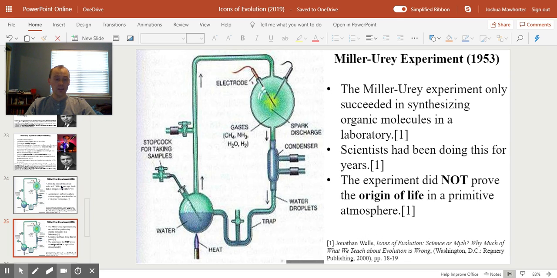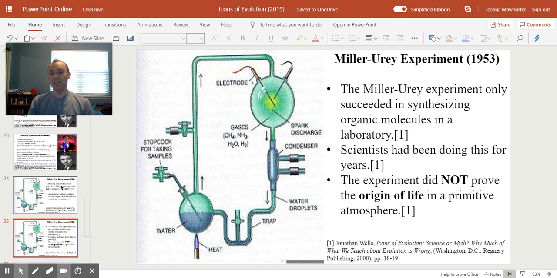The Miller-Urey experiment only succeeded in synthesizing organic molecules in a laboratory. But the problem with that is scientists had been doing that for years. That was nothing special. Of course, if you put the right conditions together, you can synthesize organic molecules in a laboratory. That doesn't demonstrate the emergence of life in a primitive atmosphere.